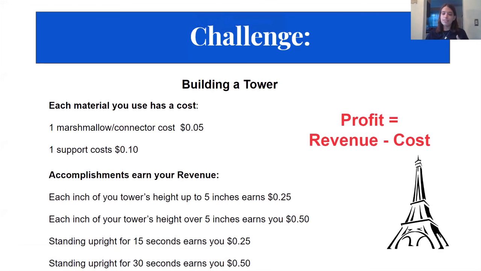So we have to take profit equals revenue, which is how much I earned for my tower, minus how much it cost me, which is how much each of these pieces cost. So we said my revenue was $1.75. It cost me $1.60 to make this. So $1.75 minus $1.60 is 15 cents. So my profit is 15 cents. So if I had this as a business, I'd be taking home 15 cents. That's how much more money I made myself.